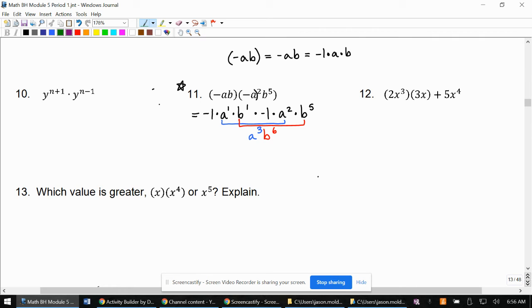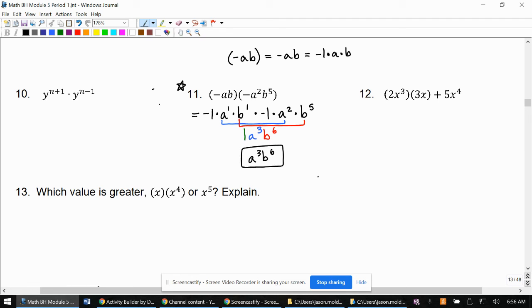And see if you can predict, what am I going to say the new coefficient is? Let me erase this parentheses. -1 times -1 is 1. Or a cubed b to the 6th.